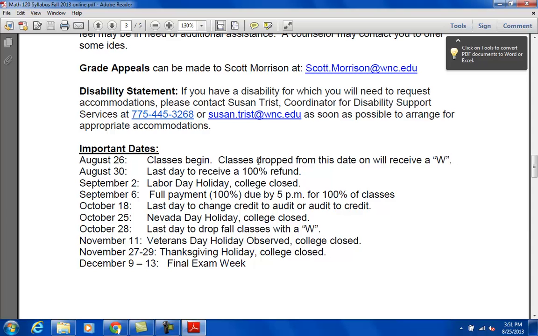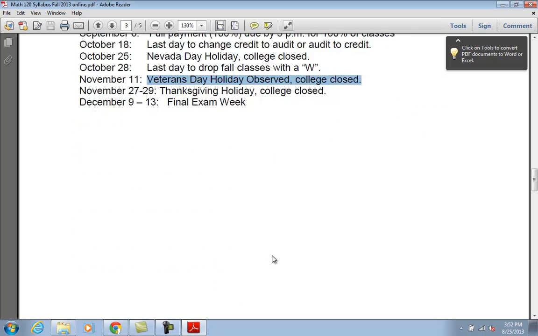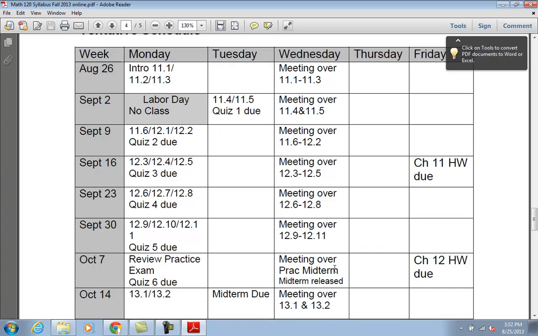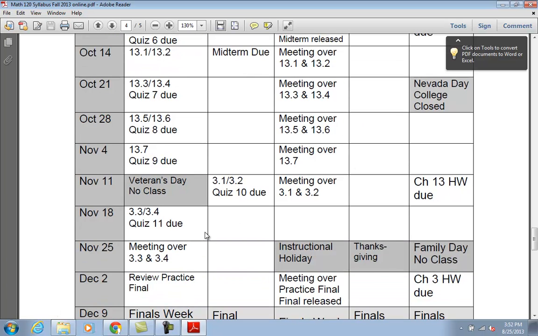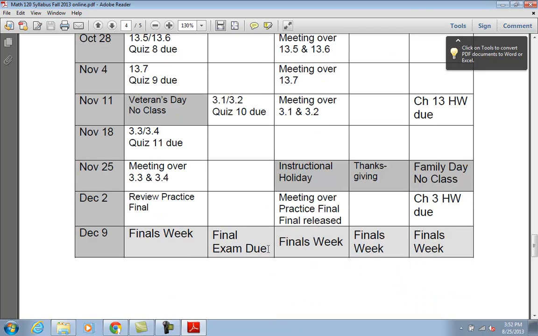Here's a list of important dates, a couple things. Last day to drop the class is October 28th. So we also have a holiday on November 11th. Thanksgiving, final exam, so take a look at that. And here's our tentative schedule of things. If we have to move some due dates, we will. But we start with Chapter 11, do the Chapter 11 material, then Chapter 11 is due here. Then Chapter 12, then it's due there. Then 13, 13 is due there. And then 3. And so notice the midterm here. And the final exam down here.